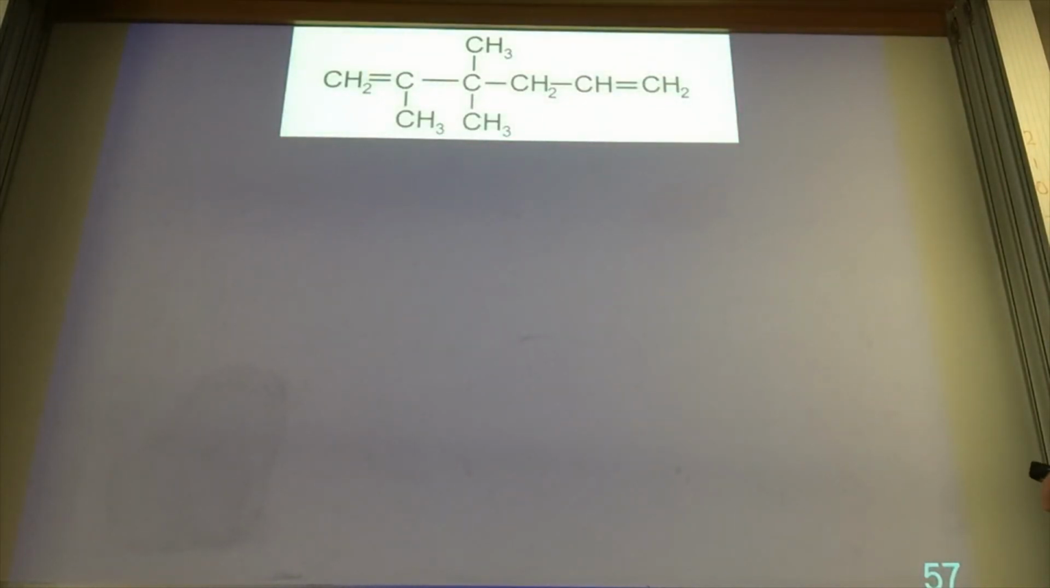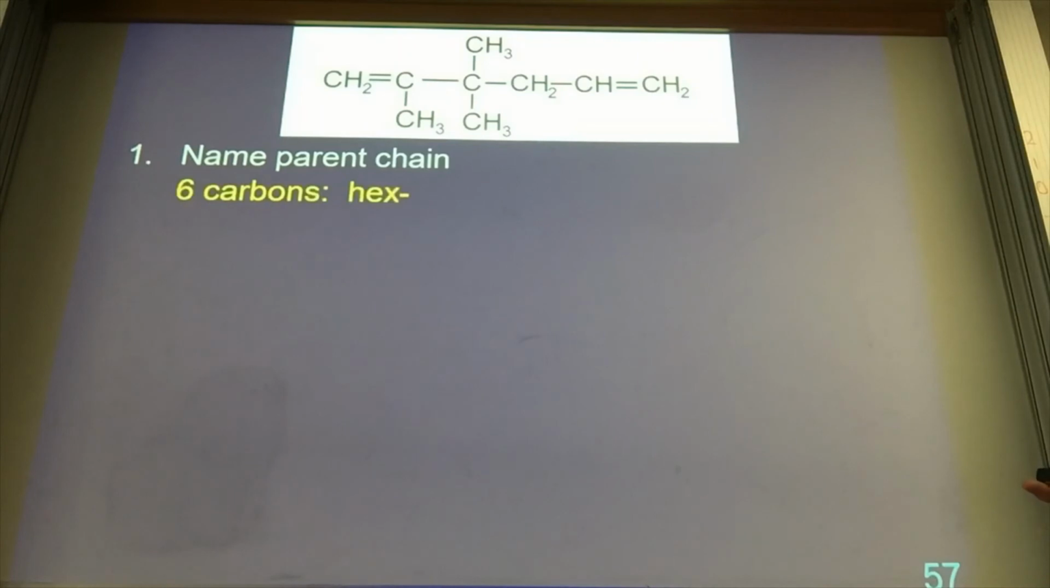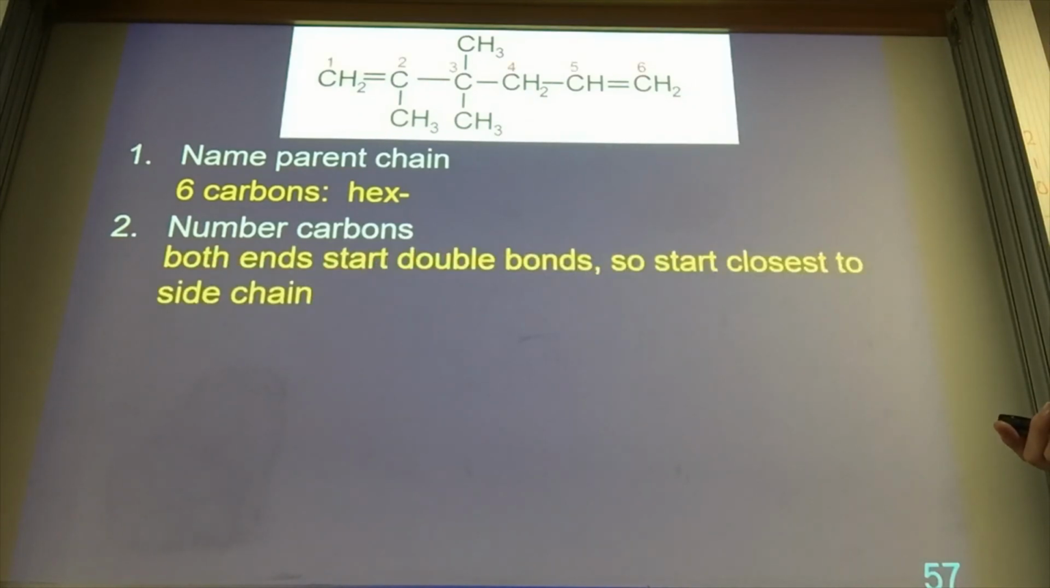This one, again, let's go straight down the middle for our main chain. 6 carbons makes it a hex. This time we've got lots of things to identify. We're going to number the carbons from the end closest to the double bond. Well, in this case, there are double bonds right on each end. So instead, we'll go for the end closest to a side chain as well. So we'll number them from the left.